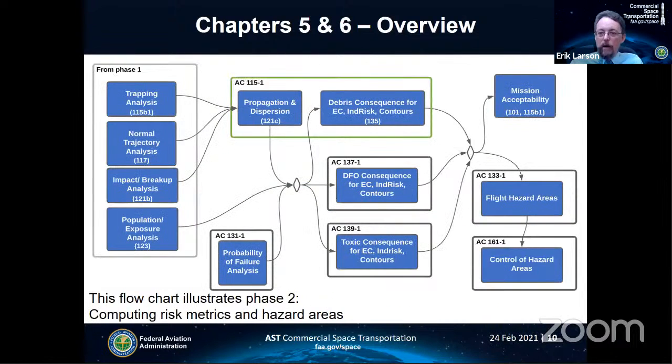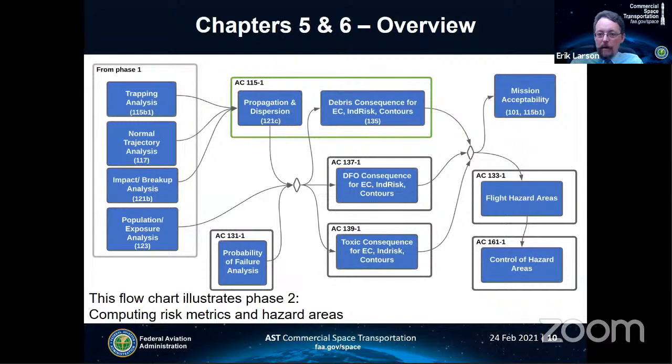So we've developed our abort rules and we've applied those to malfunction trajectories. We have our normal trajectory, we have our breakup analysis, and we have the population data from the previous phase. And now we need to apply the dispersion to the breakups that resulted from applying your abort scenarios, and how those now affect and reduce the hazard from the debris on the ground. Those then get combined with the population data. And now here's where your probability of failure comes in to evaluate the actual risk measures.